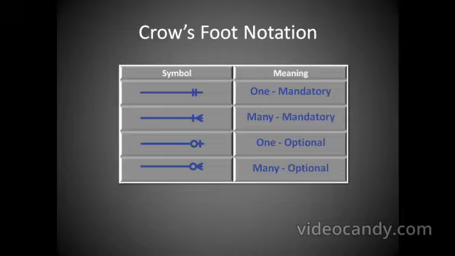So the mandatory versus optional refers to the minimum, and the one versus many refers to the maximum? That's right.